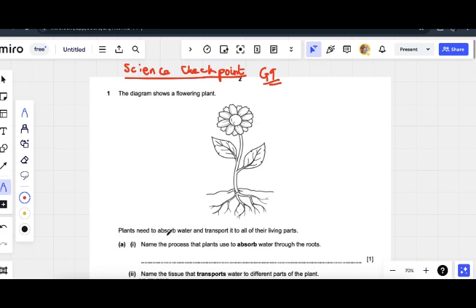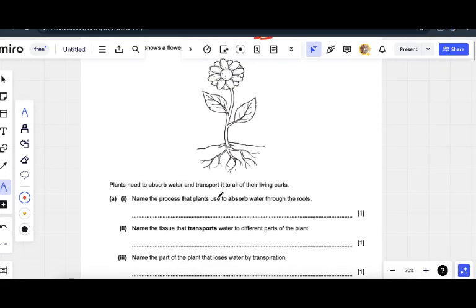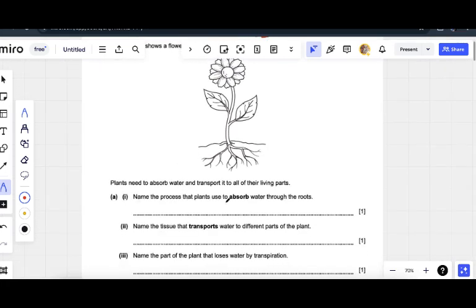Now we say plants need to absorb water and transport it to all of the living parts of their body. So first of all, the plant has to absorb the water. Get it from where? From the soil. Now the first question is that we should name the process that the plants use to absorb water through the roots.